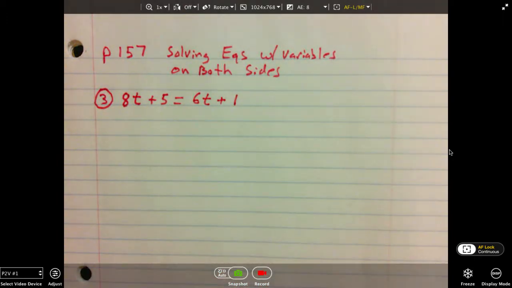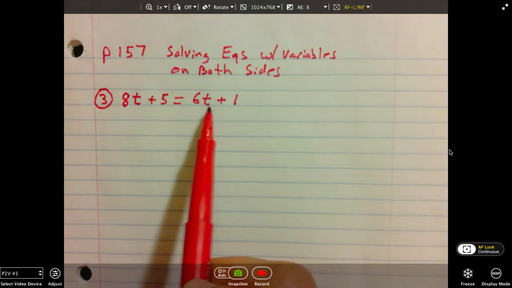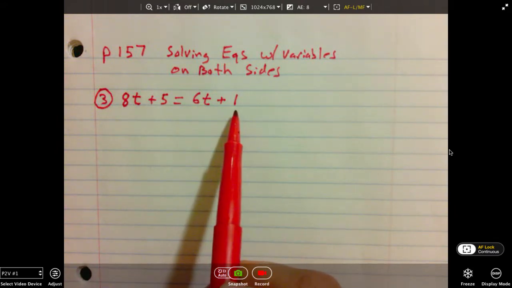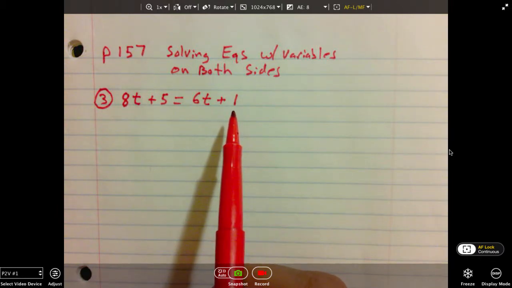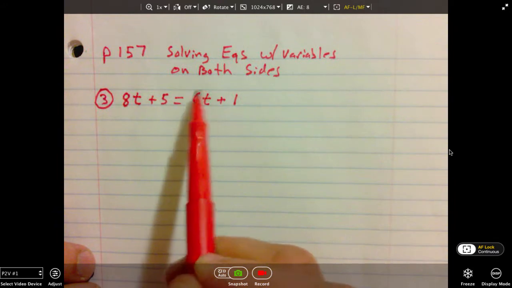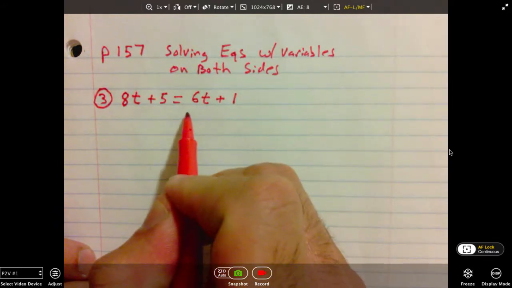What you should notice about this equation, how it differs from previous equations we've solved, is this equation has the variable t on both sides of the equal sign. T is in the left expression and t is in the right expression. So in this case we won't combine like terms. We'll look to eliminate one of these variables. I'm going to eliminate the variable on the right hand side. This is a positive 6t, so I will choose to subtract 6t.